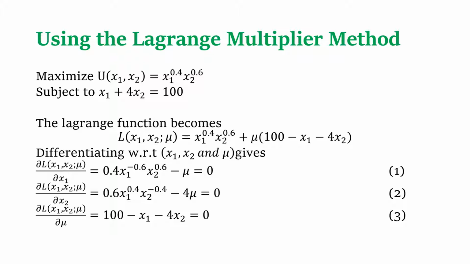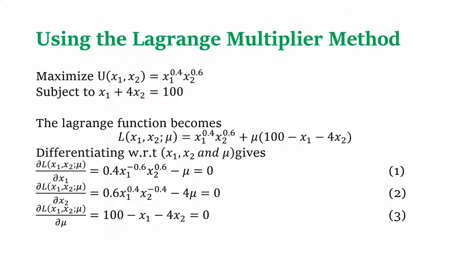So it's the same as saying x1 plus 4x2 equals 100. So that is the same as 100 minus x1 minus 4x2 equals 0. So I'm going to use that equation to set up my Lagrangian function.